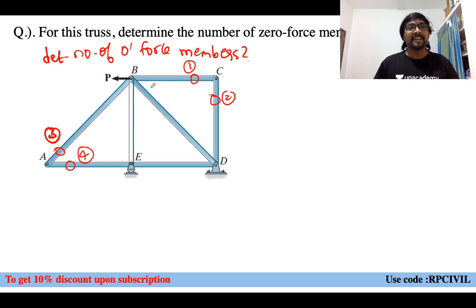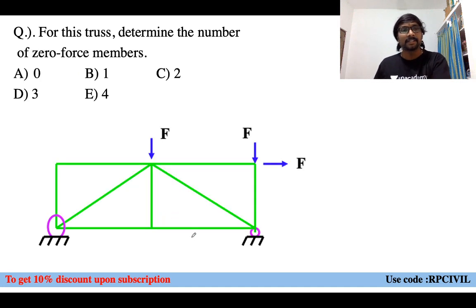Yes or no? And at this joint B, this horizontal force will be balanced by the horizontal component of this inclined member. This vertical member force will be balanced by the vertical component of this one. So this cannot be 0. Here also, the reactions you have are horizontal reaction and vertical reaction, because it is a hinged or pivot support, so it cannot be 0. What is the answer? 4 zero force members are there.